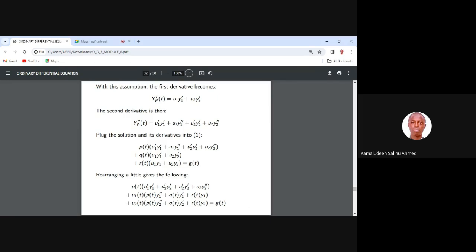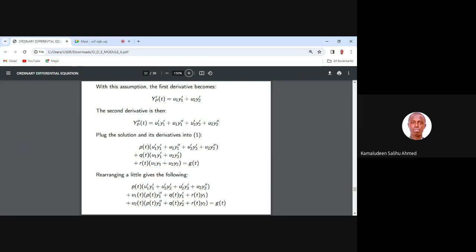When you sit down and check it, we have our p of t of all this that we are having in our bracket, plus u1, so those with u1 of t. So p of t, y prime prime plus q of t, y1 prime plus r of t y1, is just rearranging only. So then the u2, don't forget.